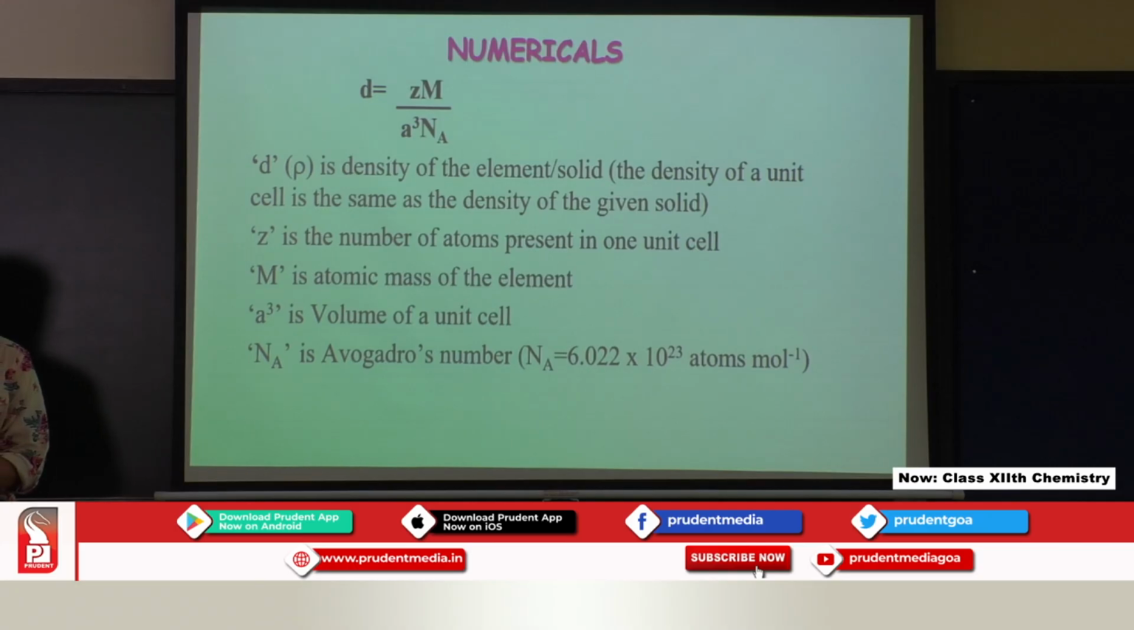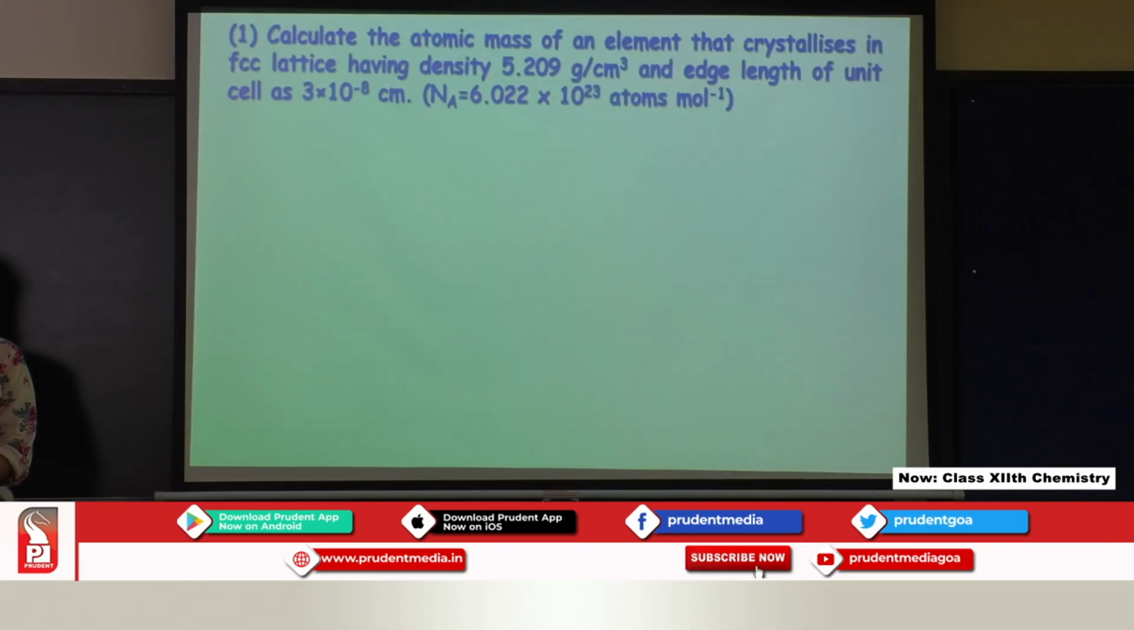N represents Avogadro's number, that is 6.022 into 10 raised to positive 23 atoms per mole. A simple numerical based on this formula: calculate the atomic mass of an element that crystallizes in FCC lattice having density 5.209 grams per centimeter cube and edge length of the unit cell as 3 into 10 raised to negative 8 centimeters. You are given the value of Avogadro's number. This is the formula that we will use.